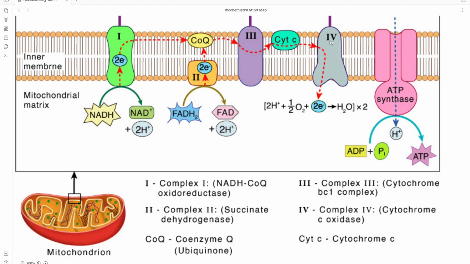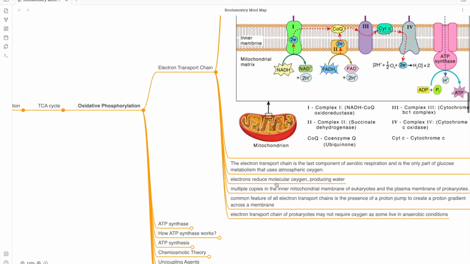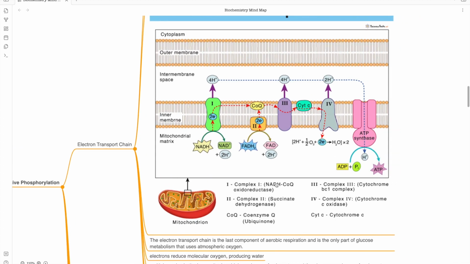And this is complex 4, which is known as cytochrome C oxidase. In this complex 4, cytochrome C is present, and also cytochrome A and A3. Why oxidase? Because they can transfer these electrons ultimately to oxygen, and oxygen is reduced to H2O, or water. So in total, these are the major points of the electron transport chain.